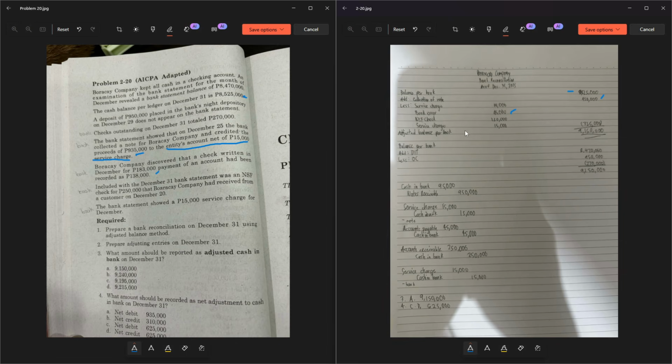Then NSF check 250,000. So bounce check. Bounce check siya, no? 250,000. This one. And kasali sa debit memo. Service charge, debit memo yan. 15,000. This one. So, get the total, 325,000. Subtract it to the total of this one. So, you will get 9,150,000.